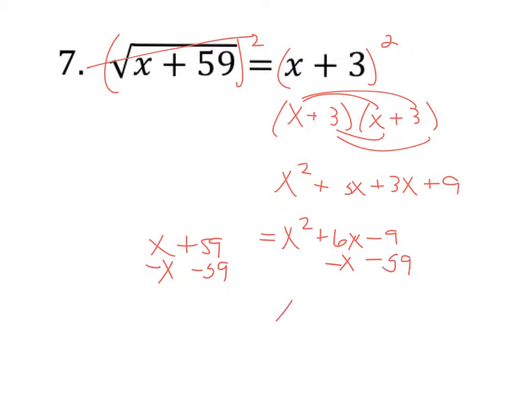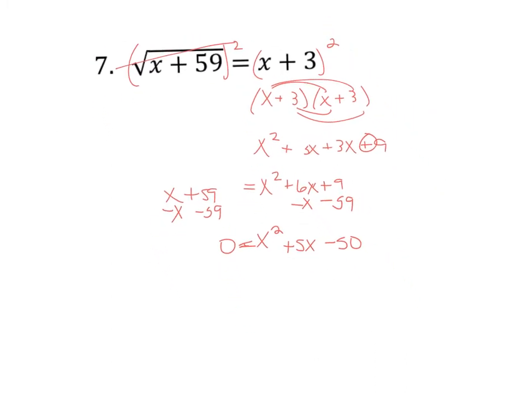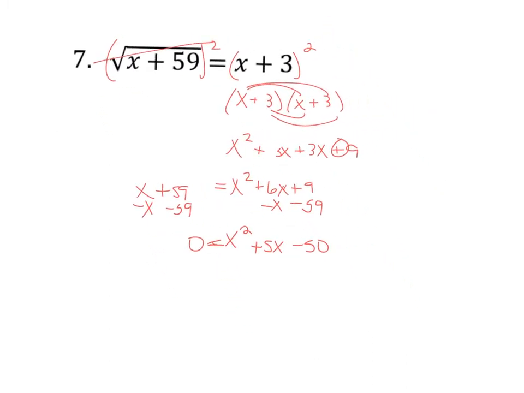And then we have x squared plus 5x. Just realized I brought this down incorrectly. This should have been a plus 9. You can see right here. And so then when I do 9 minus 59, it's negative 50. So it equals 0. And then there's lots of options for solving a quadratic. We have factoring and quadratic formula and completing the square. But the easiest way to do it is factoring if it is factorable.